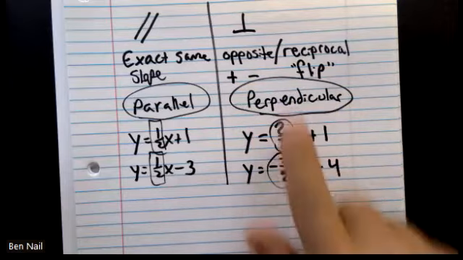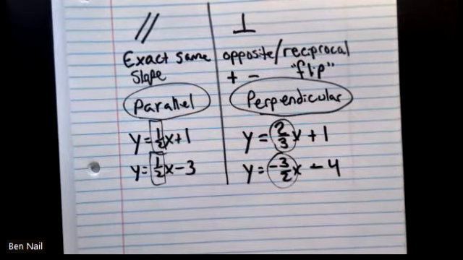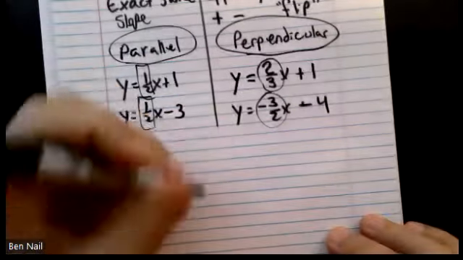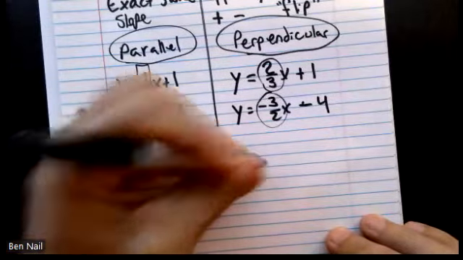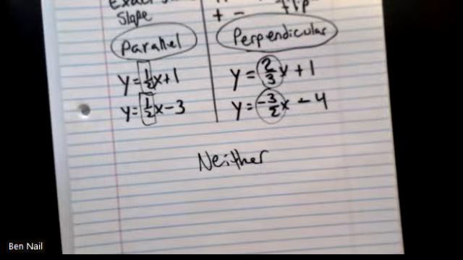If both of those things are the way it is, then your lines are perpendicular. If they're exactly the same, they're parallel. Any other situation, then they're just lines. They are not parallel. They're not perpendicular. They're just neither. Okay, they're just regular intersecting lines.